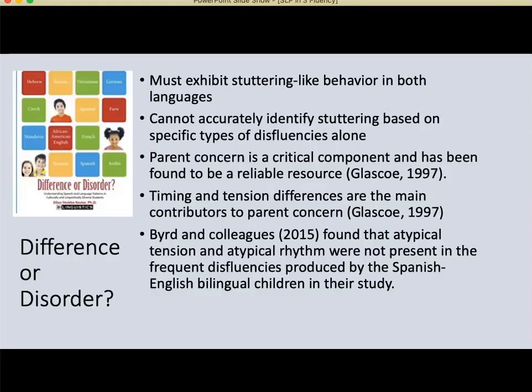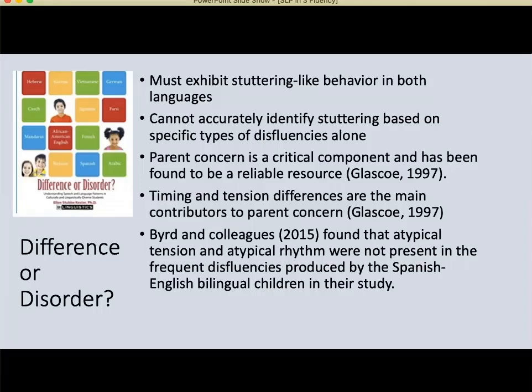So how can we differentiate between those who are people who stutter from those who aren't? Well, we want to look for exhibiting stuttering-like behavior in both languages. We cannot use the specific types of disfluencies alone. We're going to need to use additional information. Parent concern has been found to be a critical component. Some of the things that parents often note are timing and tension differences. Dr. Bird and her colleagues found that atypical tension and atypical rhythm were not present in the frequent disfluencies produced by the Spanish and English bilingual children in their study.